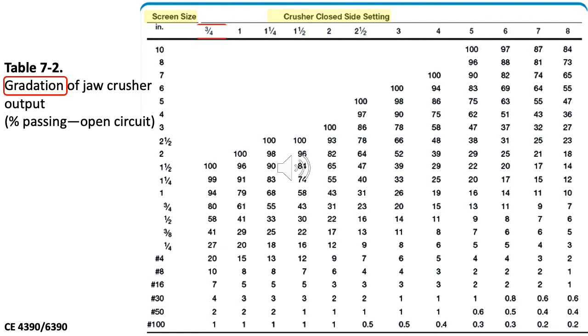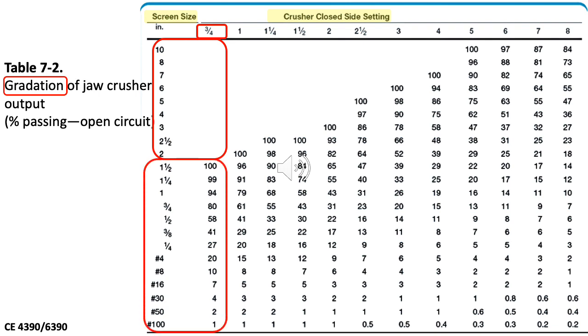Suppose that the closed size setting of the crusher is 3/4 inch. Under this column, as you can see, there are no numbers for the screens from 10 to 2 inches. So this means that with a 3/4 inch closed size setting, all the products pass through the 2-inch screen, and there's no aggregate larger than 2 inches. So let me zoom out this part to have a better view of it.